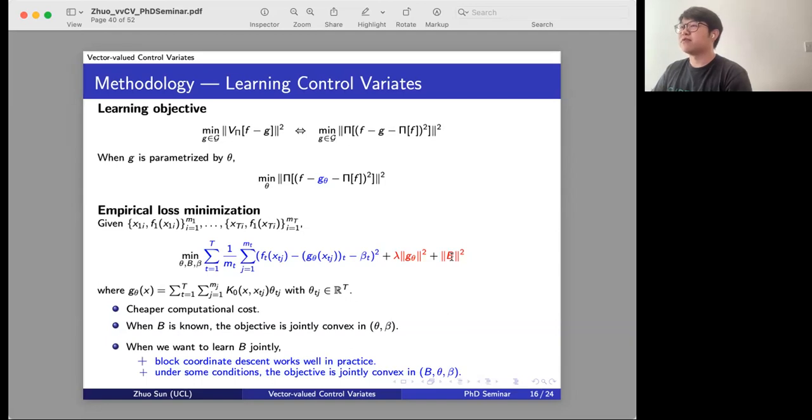But when B is not none and we want to learn B jointly, we found that block coordinate descent works well in practice. Basically, you do one step on theta, one step on B, and one step on betas. This is called block coordinate descent. In general this objective is not jointly convex in theta, B, and betas, but under some conditions it can be shown to be jointly convex in all three components. This happens when all your distributions are identical, so it is very restricted. But in our experiments, we found that block coordinate descent works well in practice, so this will be an interesting future work.